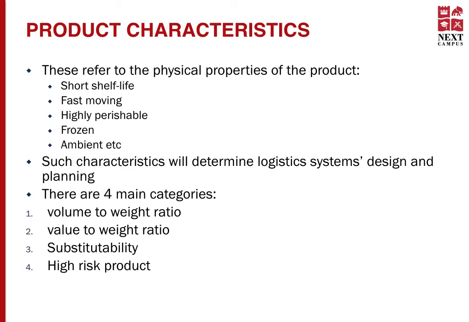So product characteristics refer to the physical properties of the product. Short shelf life, fast moving, highly perishable, frozen, ambient, etc. Such characteristics will determine logistics systems design and planning. There are four main categories to this. Number 1, volume to weight ratio. Number 2, value to weight ratio. Number 3, substitutability. Number 4, high risk product.